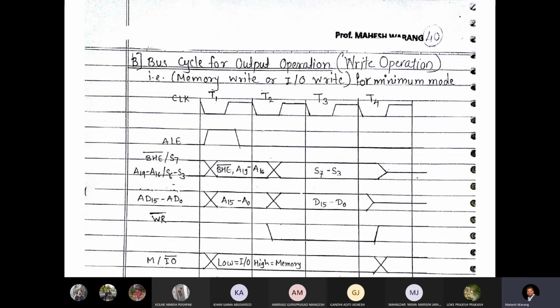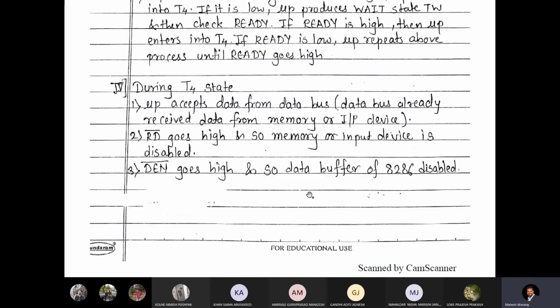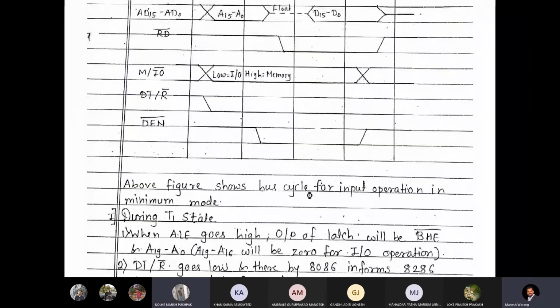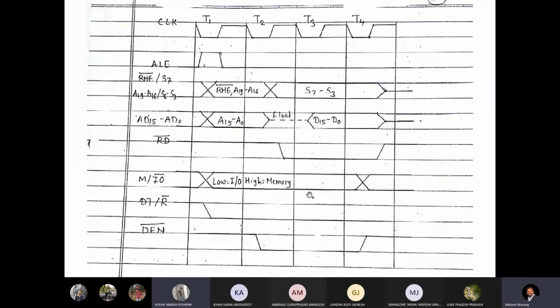But in read operation, we do not know what is the data to be read. ठीक है, so that's why read operation कैसे होगा? Let's see. Read operation, here there will be the float. You can see over here.